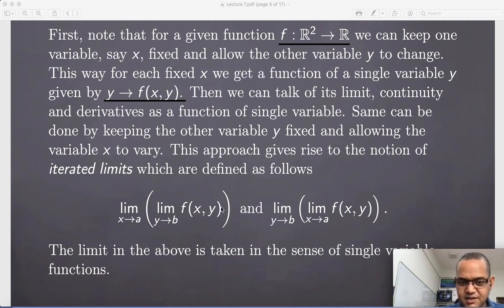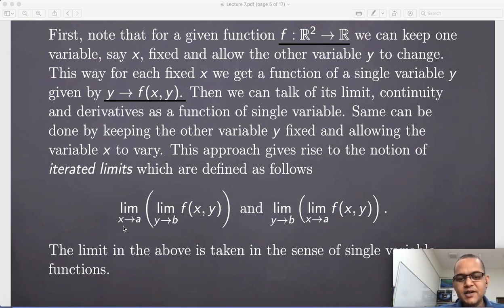For this function, we have fixed x and are thinking of it as a function of y, and then we compute the limit. This limit is in the sense of a single variable function. Whatever quantity we get for this limit is going to give you a number for each x. So in a way, we get a function of x, and then I can compute its limit as x goes to a.